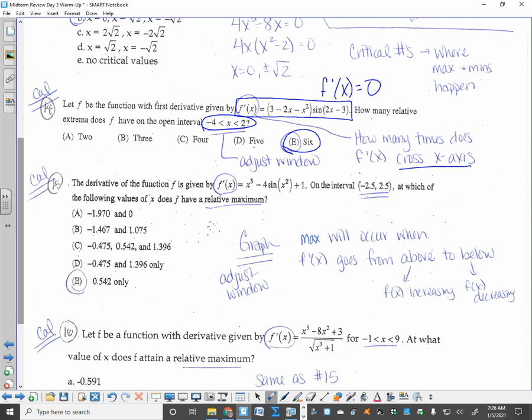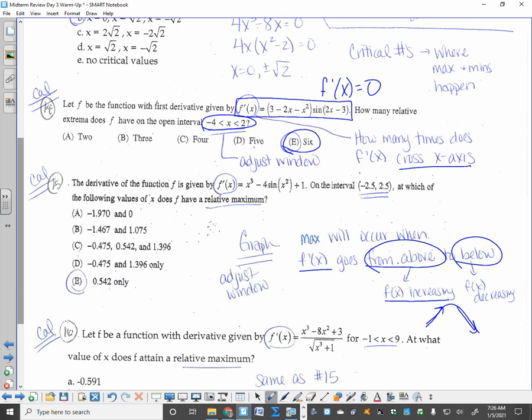Number 15, the derivative of the function is given by that expression on the interval, and I want to know where it has a relative max. So again, kind of like number 14, but I don't just want to know where it equals 0. If it's a max, the max is going to occur when f of x is going from increasing to decreasing. So that's going to be f prime: if I'm increasing, then f prime is positive, and then going to decreasing, f prime is negative.